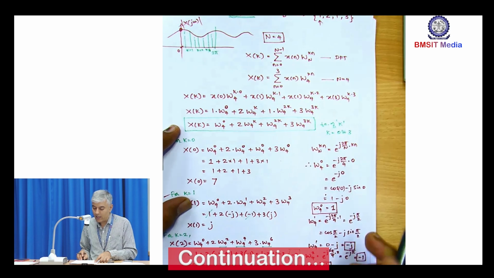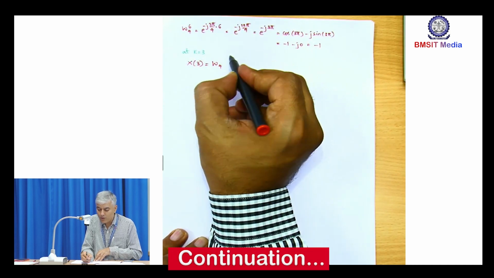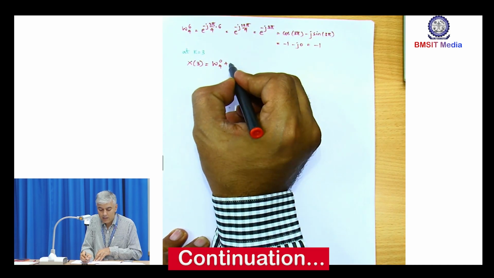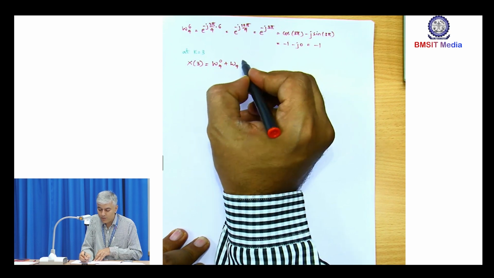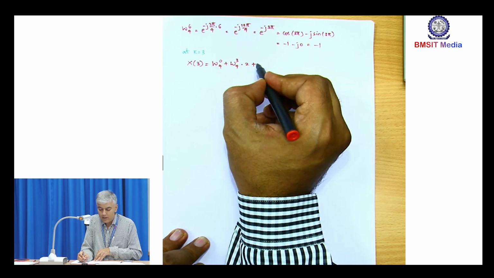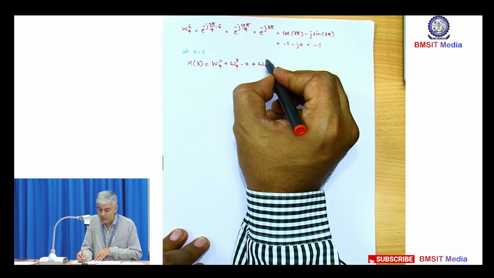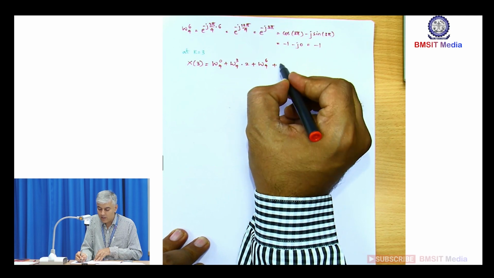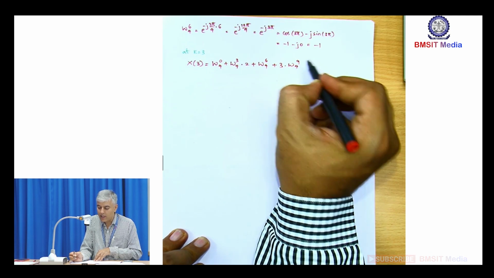So 3 into 3. So I shall write that expression as w4 raised to 0 plus w4 raised to 3 into 2 plus w4 raised to 2 into 3, that is 6, plus 3 into w4 raised to 3 into 3, that is 9.